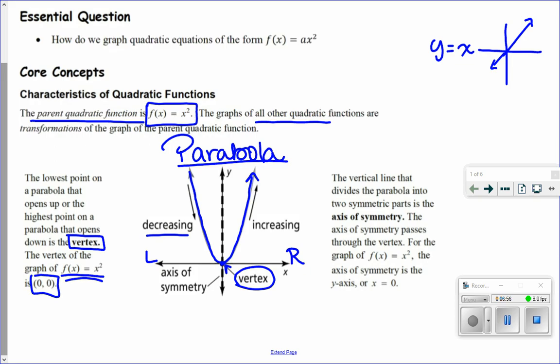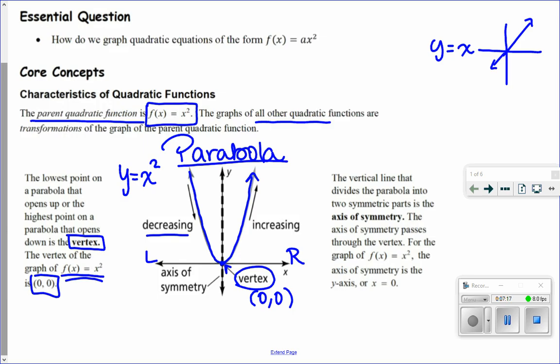So later on, again, we're going to talk about things that can change our parabola. This particular parent that is right in front of us always has the vertex at the origin. That's true for the parent function. So understand that the graph that we're looking at right now is for this parent right here. Okay? So that vertex is always at the origin.